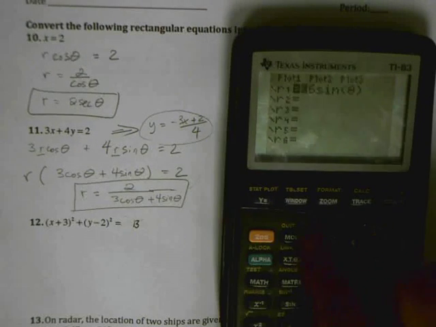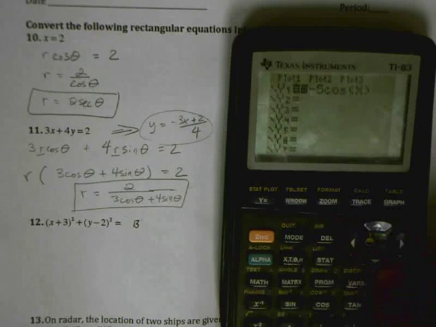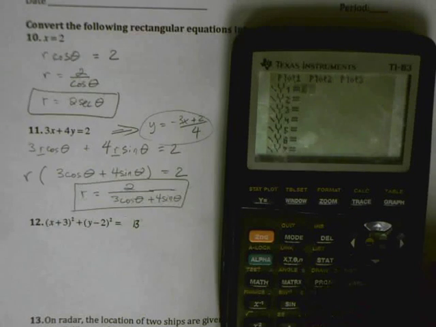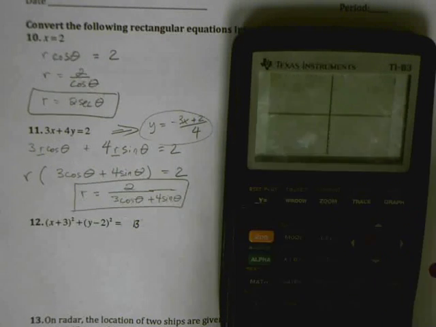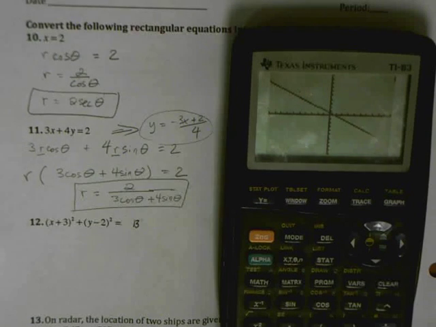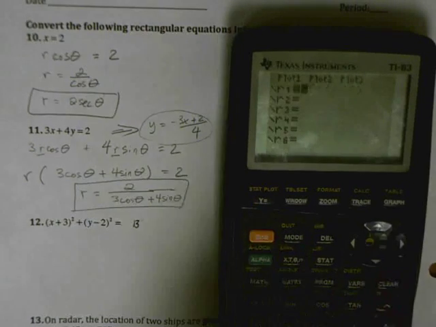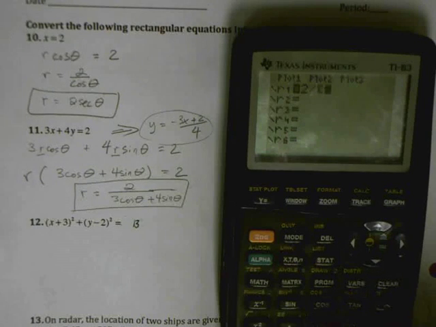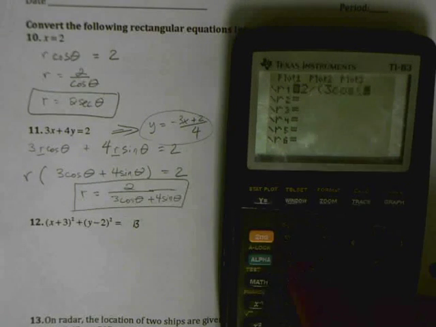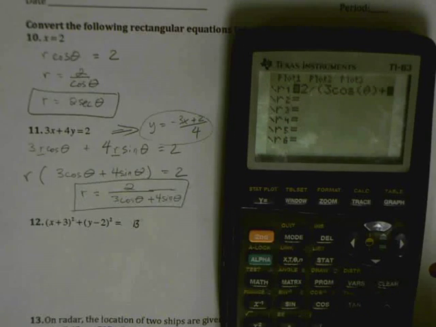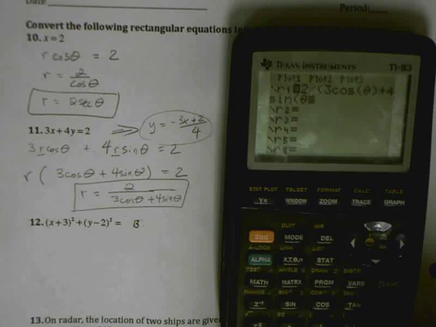So let me go into my mode here and go into function mode, clear everything out, and graph negative 3x plus 2 all divided by 4. Hit graph. You can see I have a graph of a line with a negative slope, negative 3/4 in fact, and a y-intercept of 1/2. Let me change this into polar mode and graph 2 divided by 3 cosine theta plus 4 sine theta.